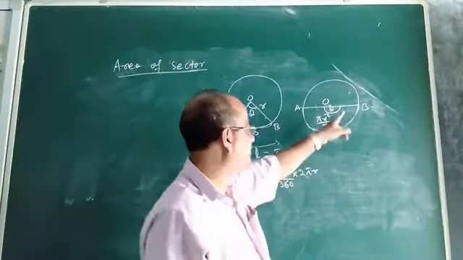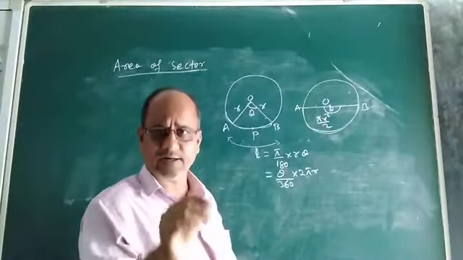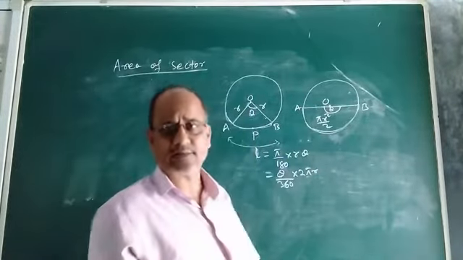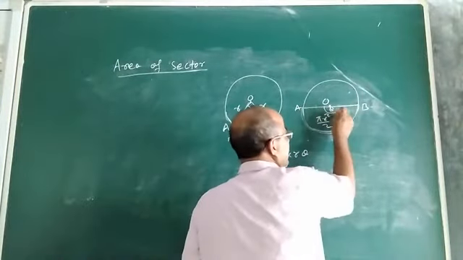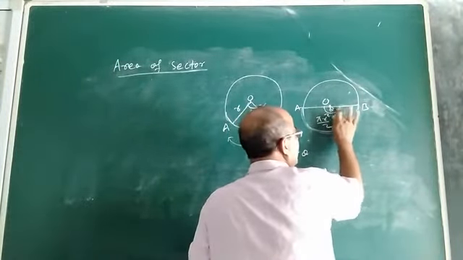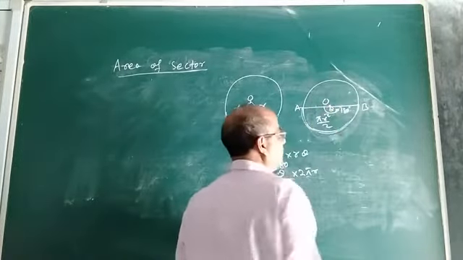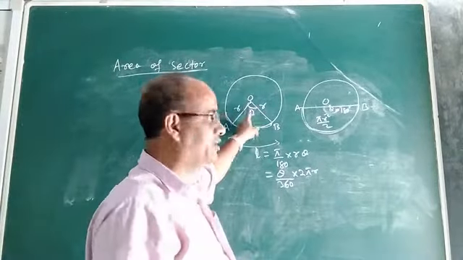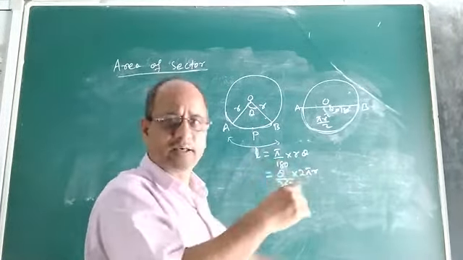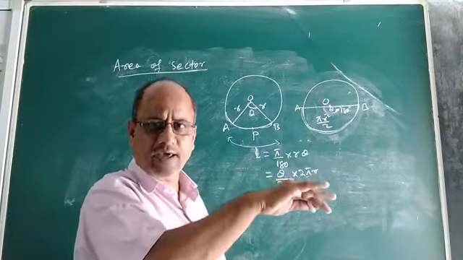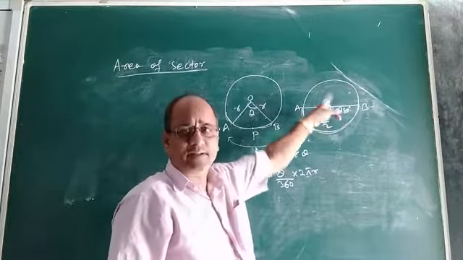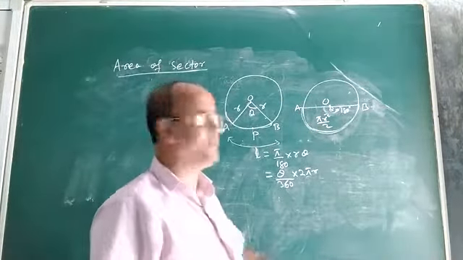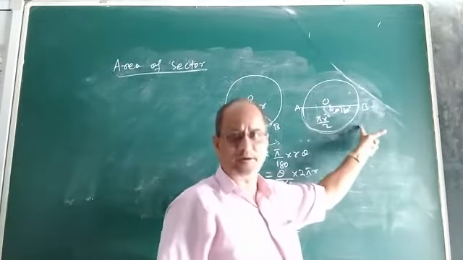Now, if the sector angle theta is 180 degrees, then this is the corresponding sector. As I just told you, if the value of theta goes on increasing, then the length of the arc will also increase. So what will happen if theta, the central angle or sector angle, becomes equal to 180 degrees? We will get a semicircle, and this is the corresponding sector.